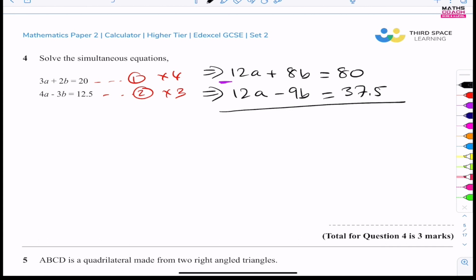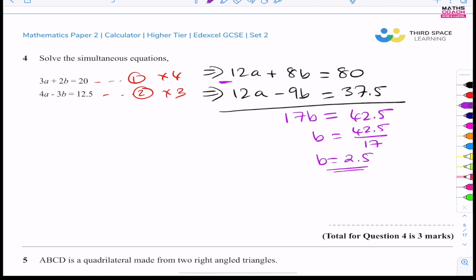Okay, so 12a, take away 12a is gone, it's 0. And now what happens here? That becomes a positive. So it's 8 plus 9. What's 8 plus 9? 8 plus 9 is 17, so we get 17b. And then we have 80, take away 37.5, and that gives us 42.5. Next, we want to find just b, so we're going to do 42.5 divided by 17, and that gives us 2.5. So b is 2.5.